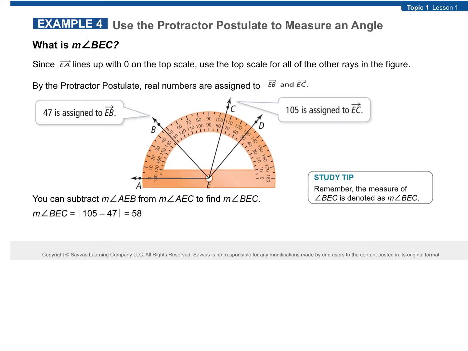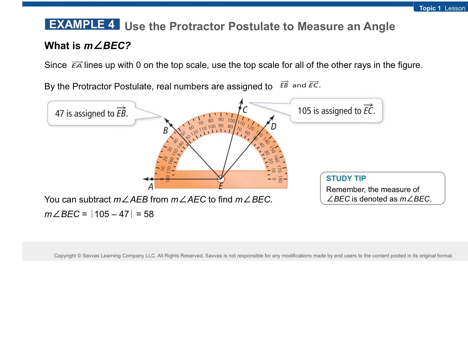Protractor. And it's just showing you the numbers and how they assign it. If I start here, I'm using these outside numbers. If I started over here, I would be using the inside. Remember, the measure of an angle is denoted with the little m in front of the angle measure. So the first question, AEC.